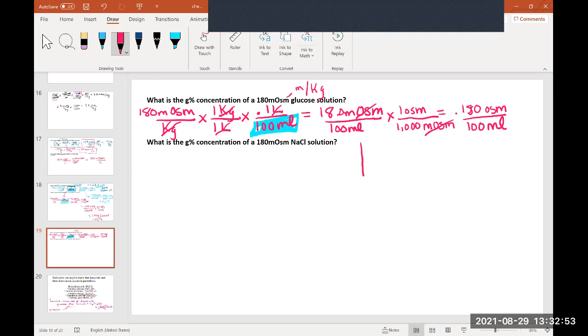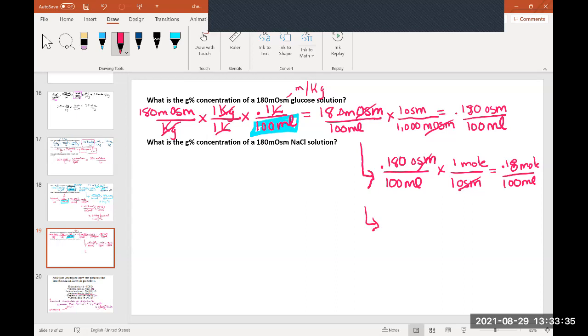I'm running out of room, so let me keep going down here. I have 0.18 osmoles for every 100 milliliters of solution. What's the dissociation factor for glucose? It's 1. So for every 1 osmole, I still have 1 mole. It's 1 for 1. So the osmoles cancel, and now I have 0.18 mole for every 100 milliliters.